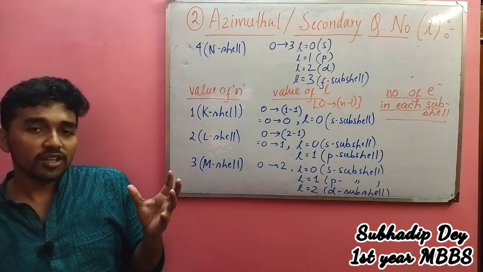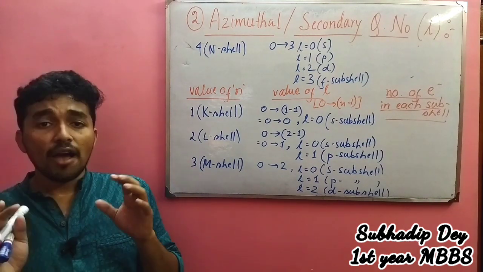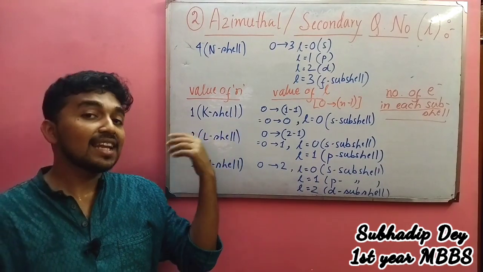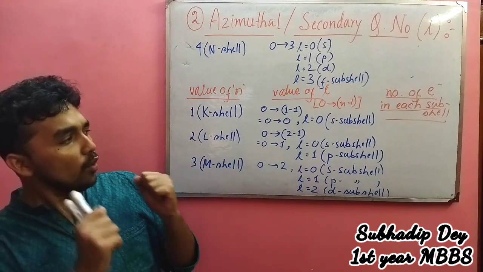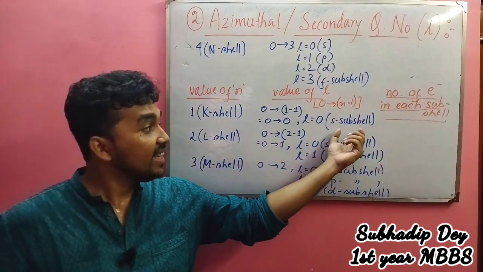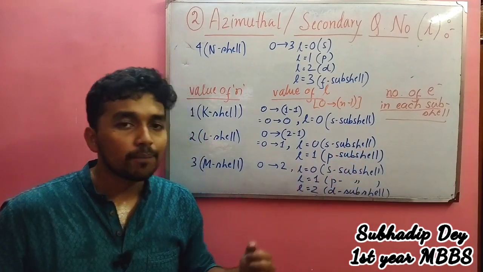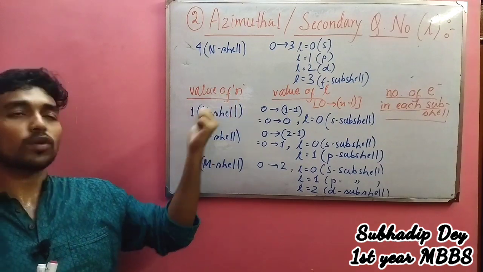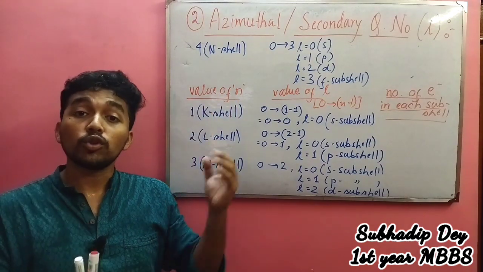So this type of questions are common in NEET. Okay, I will show those questions to you and you can answer yourself. But at the last part of this lecture, now we will calculate the total number of electrons in each of these subshells. Up till now you know that in each shell the total number of electrons is given by the formula 2n square.